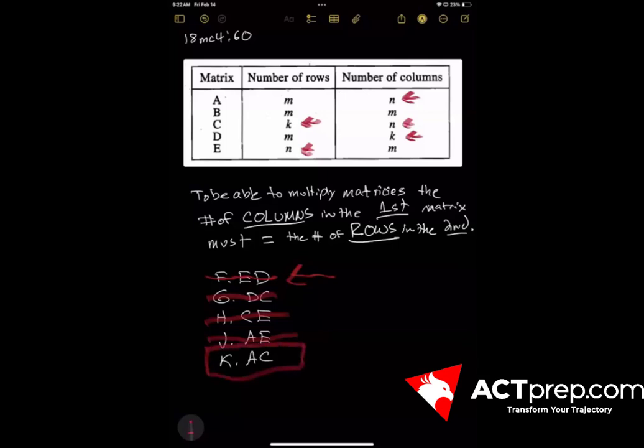For A, our number of columns is N, and for C, our number of rows is K. So we cannot multiply this because the number of columns in the first does not equal the number of rows in the second, and we are done.